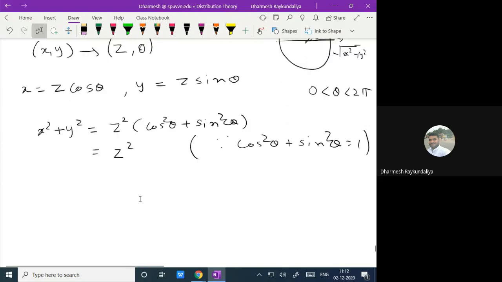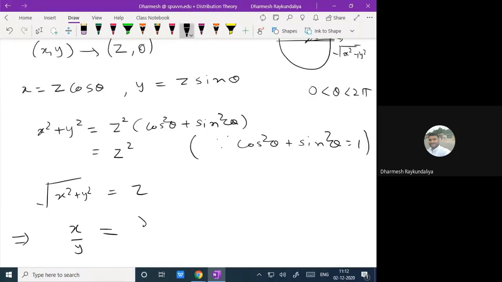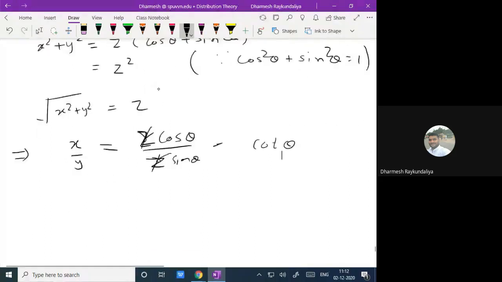So we can have the transformation: the square root of x square plus y square is nothing but z. And what about x by y? x upon y is nothing but z cos theta upon z sin theta. The z will be cancelled out, provided z is not 0, and cos theta upon sin theta is nothing but cot theta. We call x upon y as w. So w is equal to cot theta.